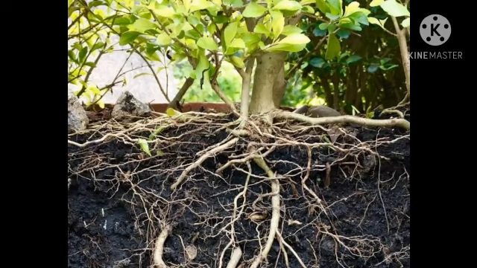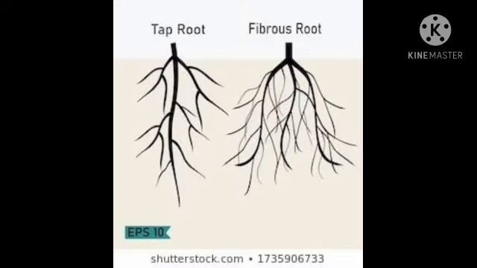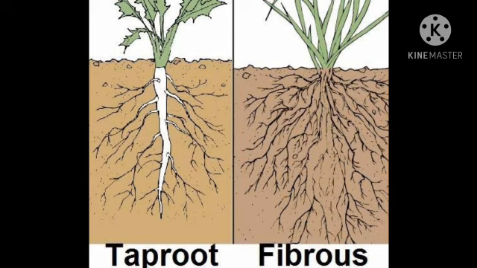A taproot is the main root of a primary root system. Growing vertically downwards is known as taproot. For example, carrots and beets. Typically a taproot is somewhat straight and very thick.